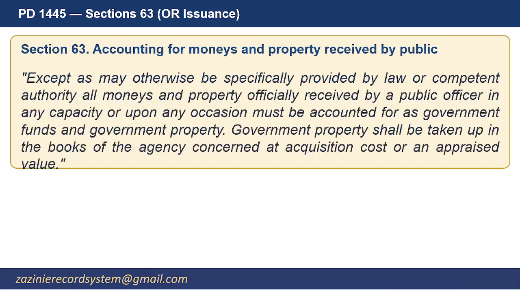Special attention on one of the foundational rules of the entire system, found in Section 63 of Presidential Decree 1445. The law states, quote, "Except as may otherwise be specifically provided by law or competent authority, all monies and property officially received by a public officer in any capacity or upon any occasion must be accounted for as government funds and government property," end quote.